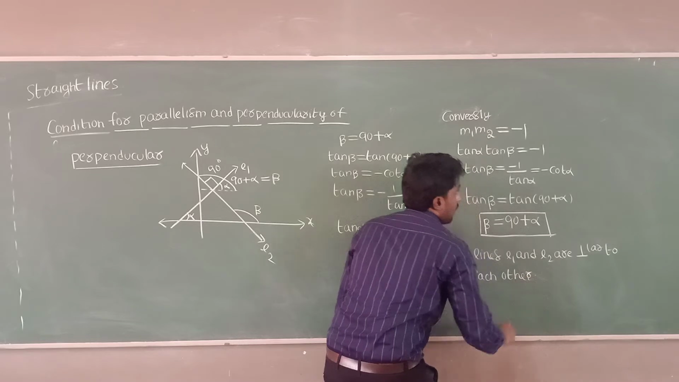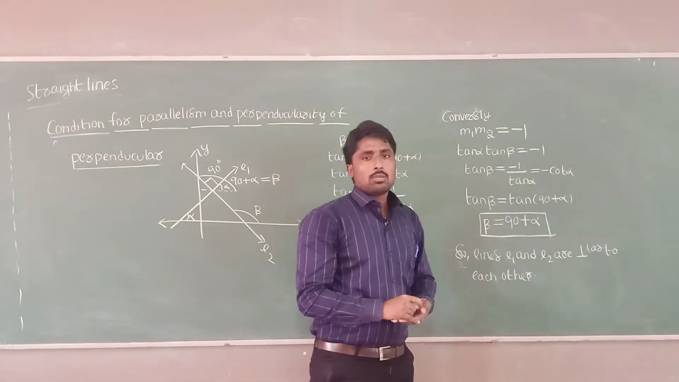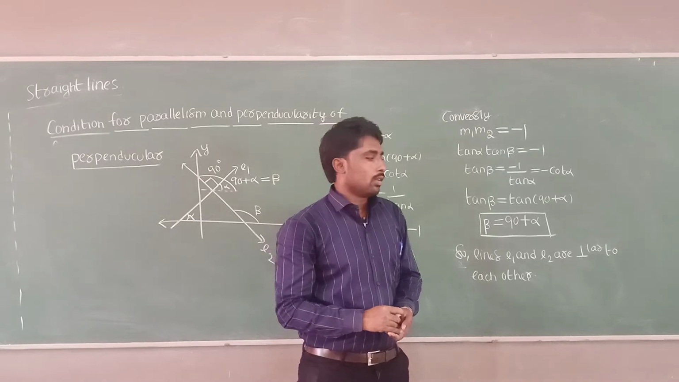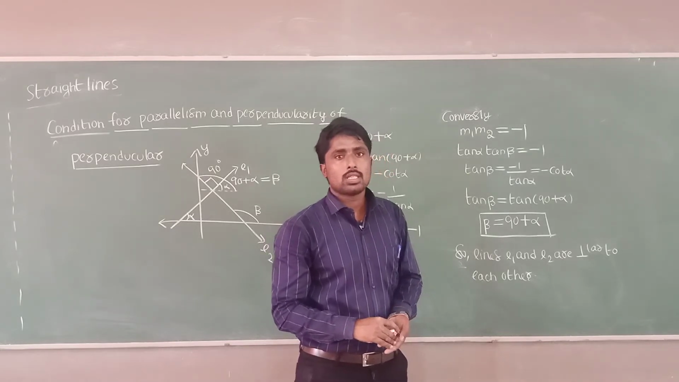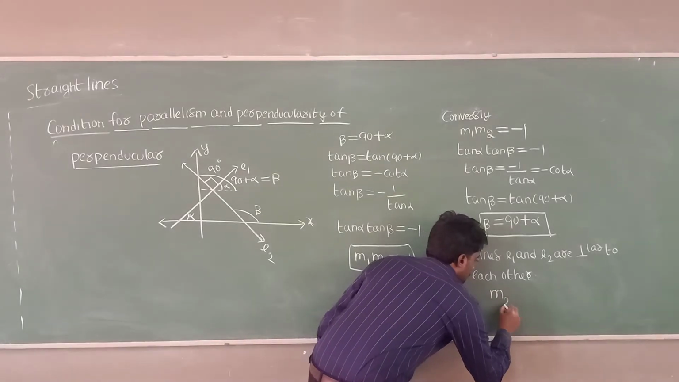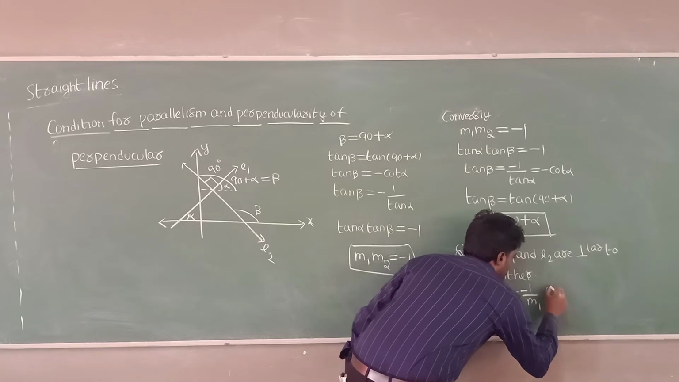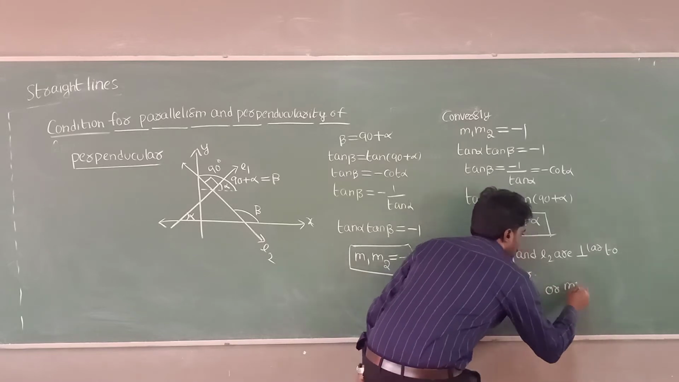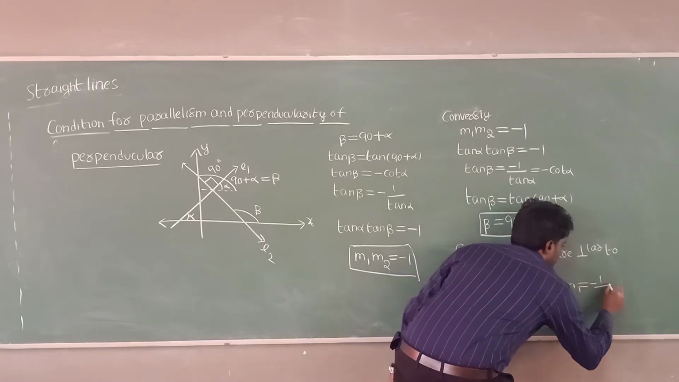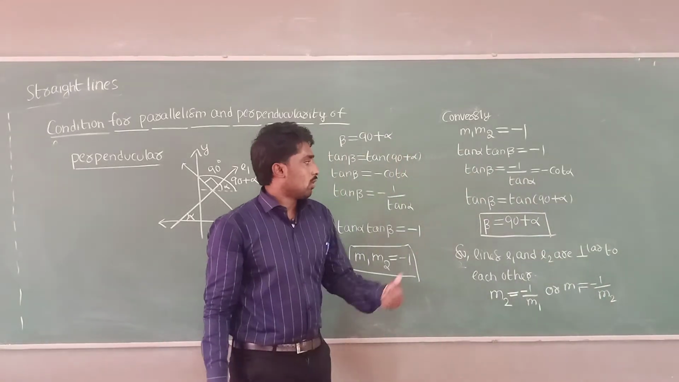Here you have to mention one pointer. The slopes of perpendicular lines are negative reciprocals of each other. Negative reciprocal to each other means m2 equal to minus 1 by m1, or m1 equal to minus 1 by m2. Okay. You can place it like this. Now all of you note down this.